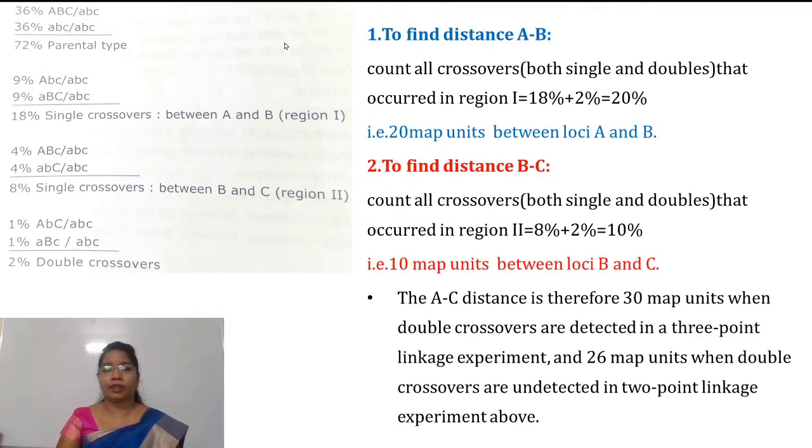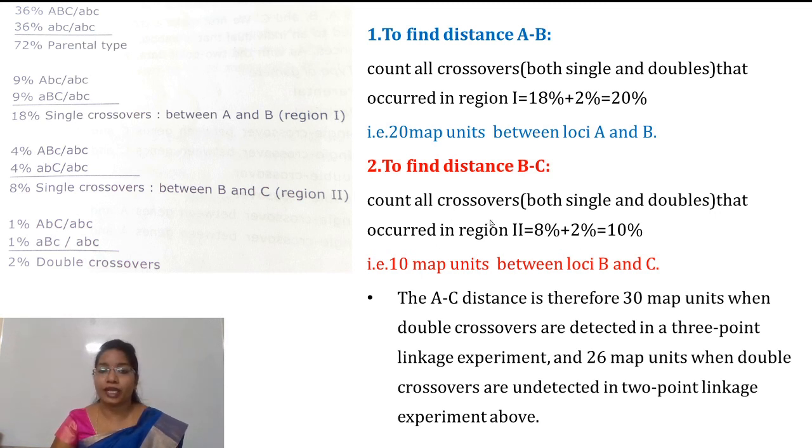So from this data, if we have to calculate the distance between two genes, first we can calculate the distance between A and B. For calculating the distance between A and B, count all crossovers that occur in region A, that means 18%, and we also count the double crossovers. So in the first region, 18% plus double crossover 2%, in this way total 20%. That means 20 map units is the distance between loci A and B.